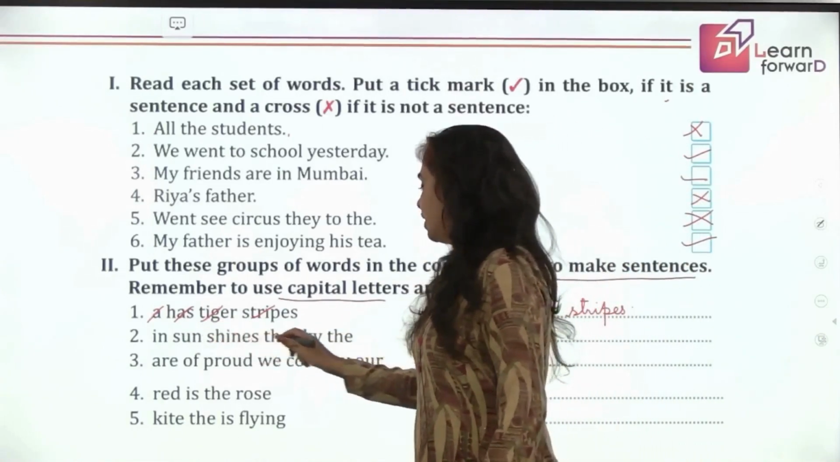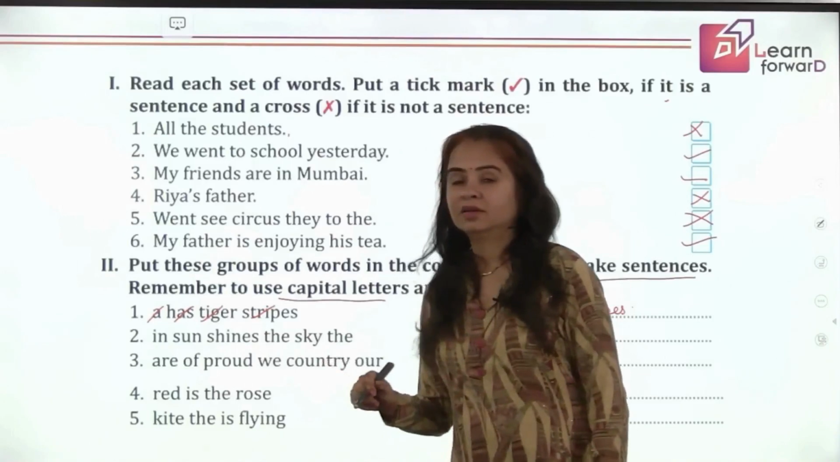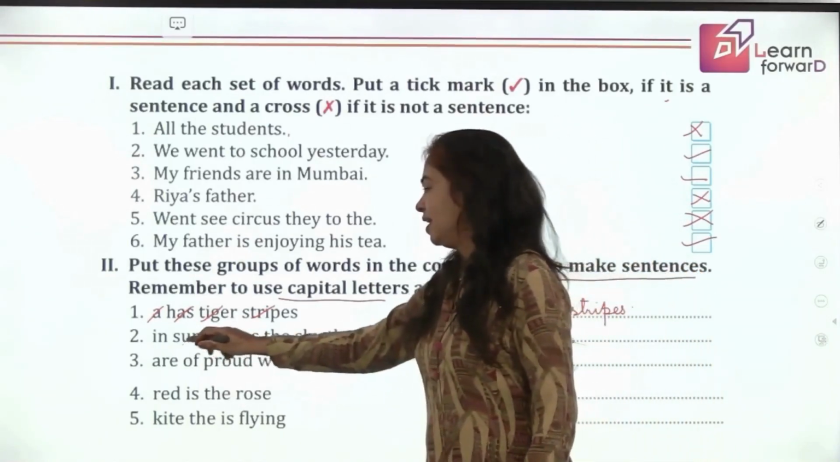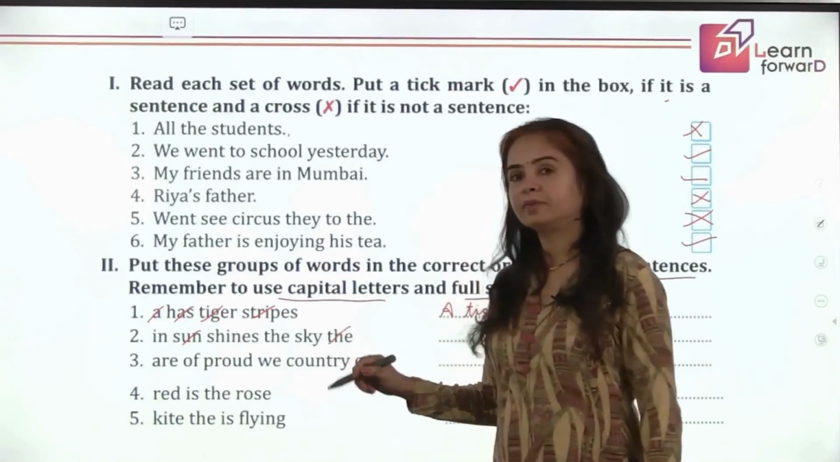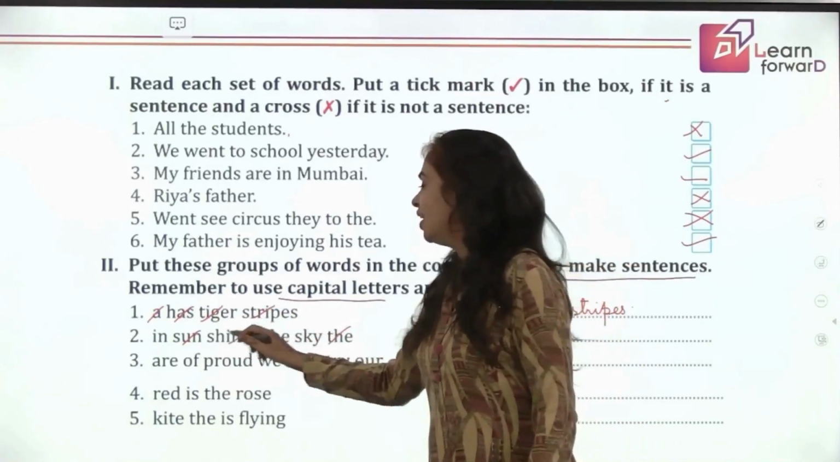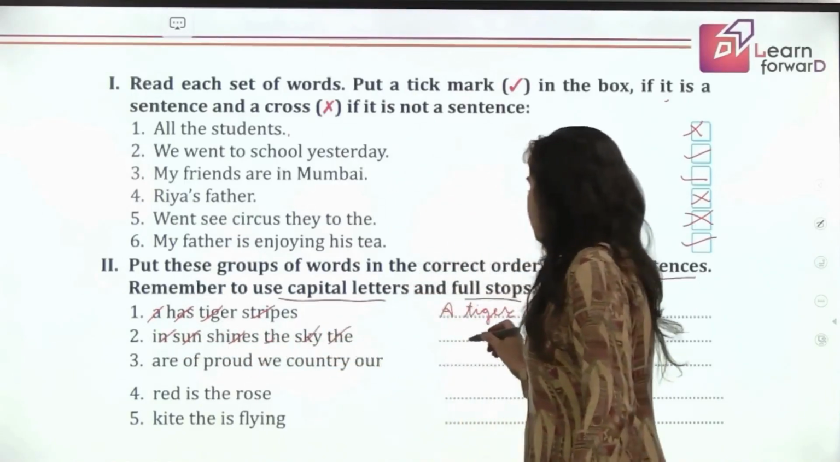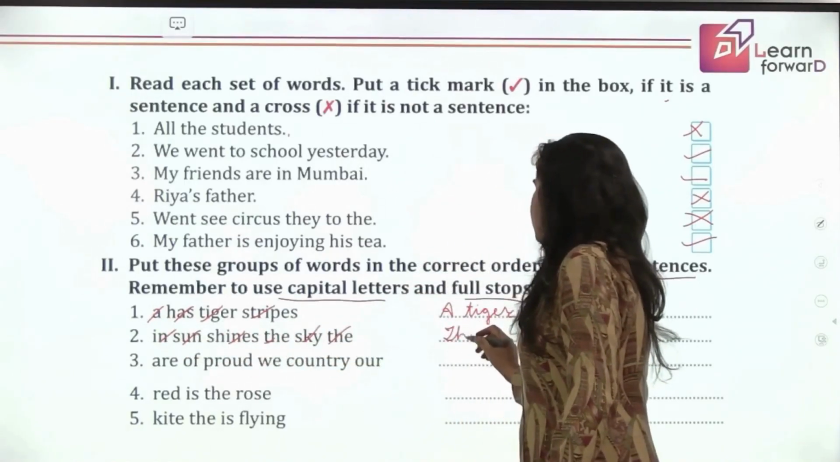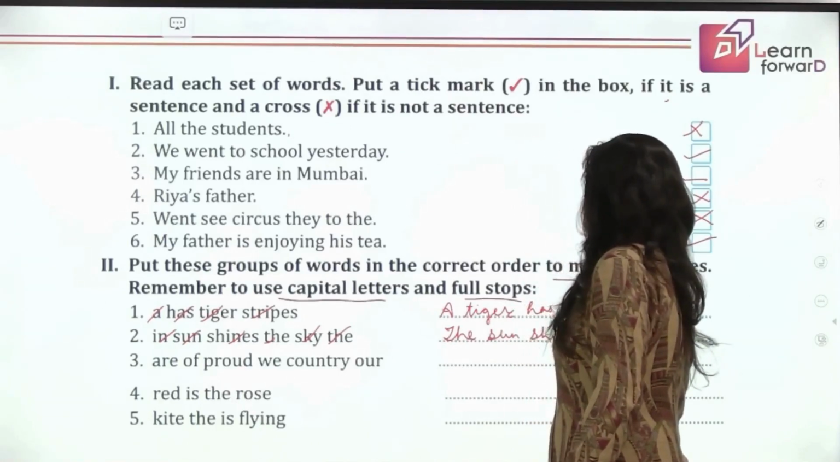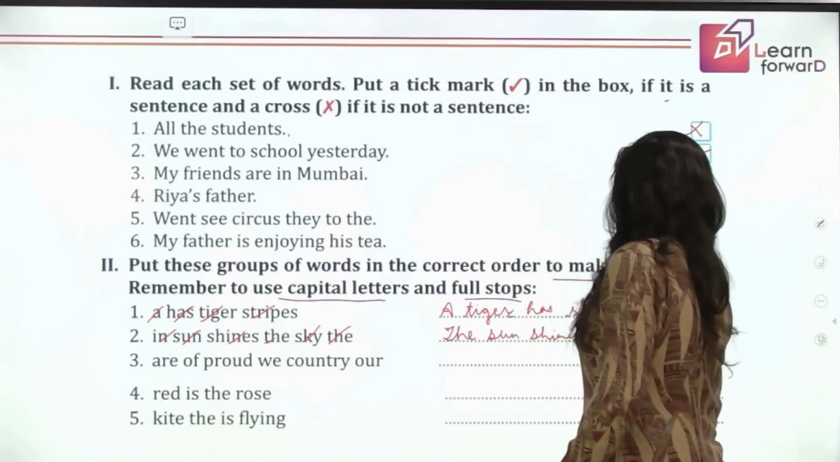Sun shines the sky, the sun. We have already done the use of articles. Yes, before sun we will use the. The sun, what does it do? Yes, the sun shines in the sky. Very good. So T will be capital, children. The sun shines in the sky.